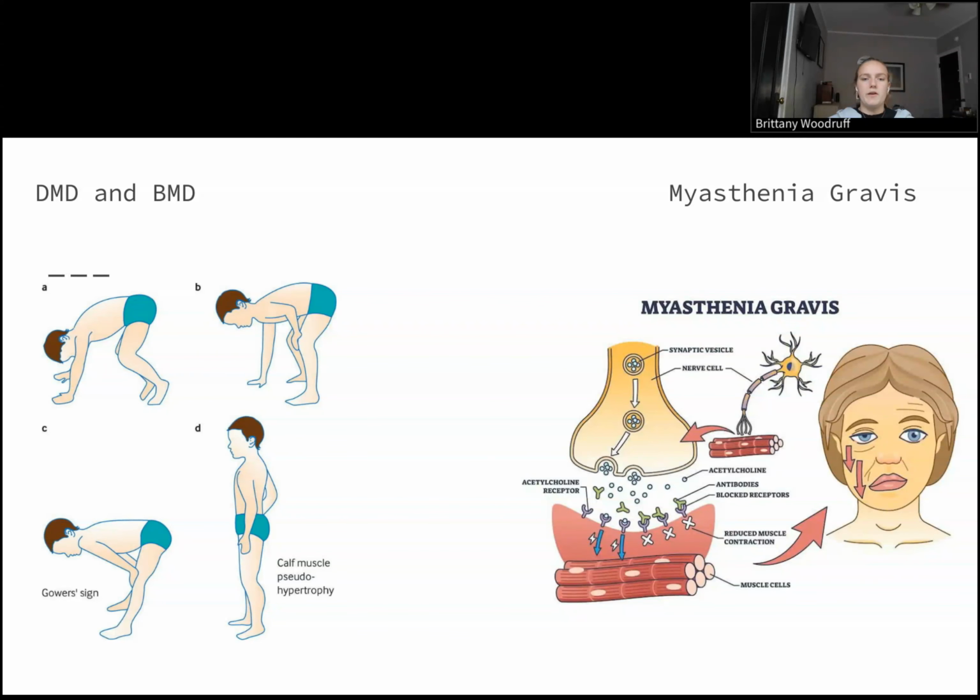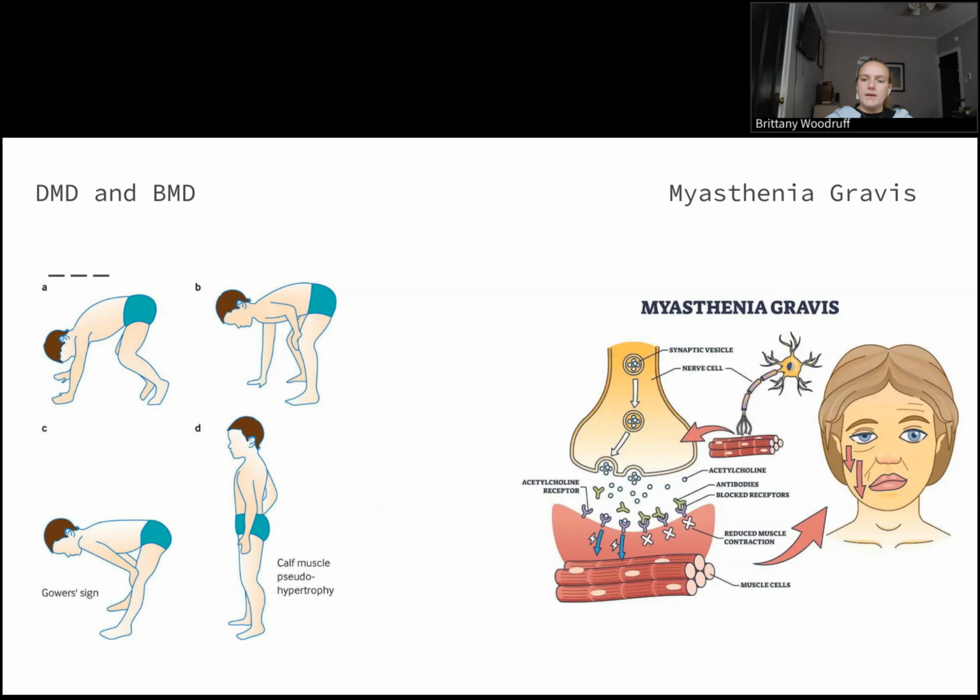So this is what I was talking about with Duchenne and Becker's muscular dystrophy, okay? Basically what will happen is they crawl backwards and then they put their hands on their thighs to stand up, because they can't raise themselves up properly. There are other signs with it, but this one is usually pretty strongly associated with muscular dystrophy.